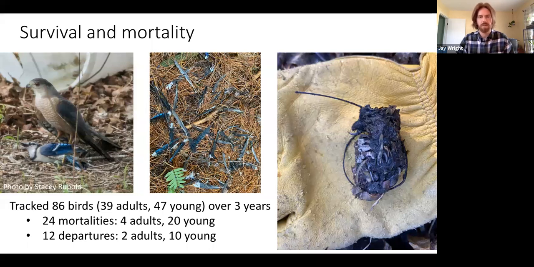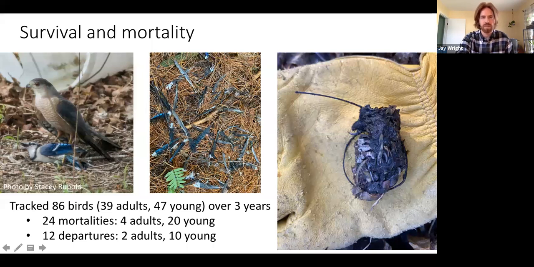We also had 12 departures from the field site. Again, most of these were young birds. These are probably birds that were migrants that, for whatever reason, at some point in the winter felt like they weren't getting enough resources or something and moved on to another site. So that's kind of what we found.